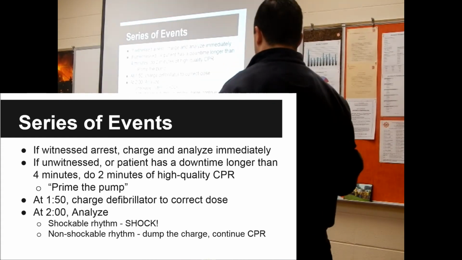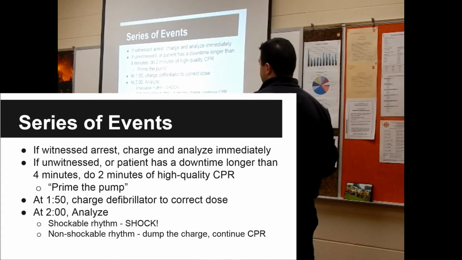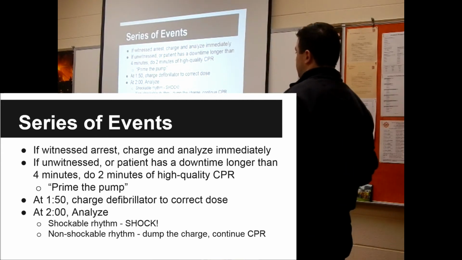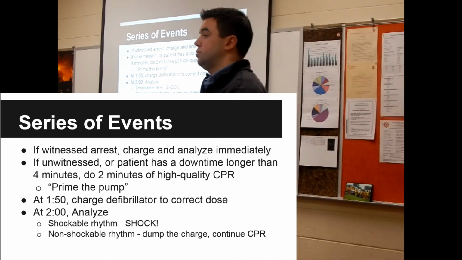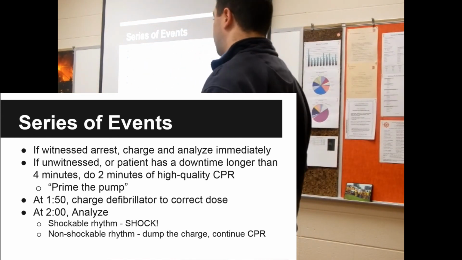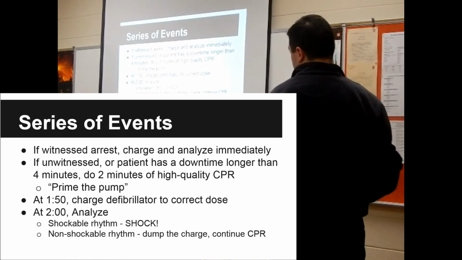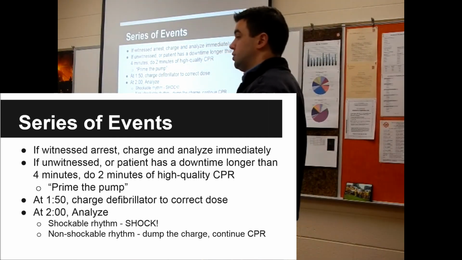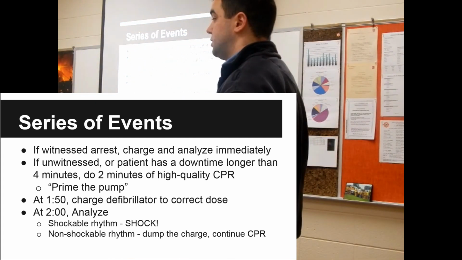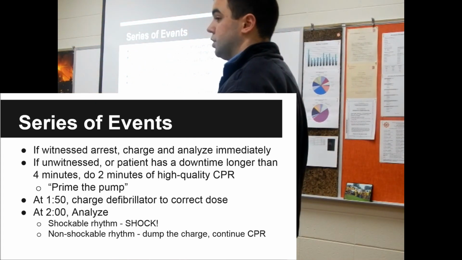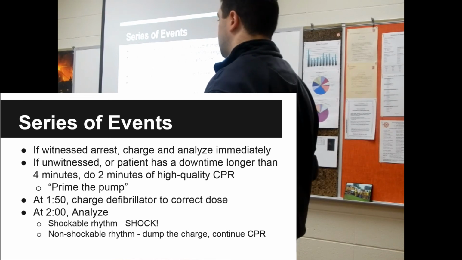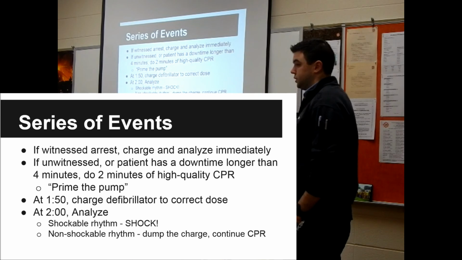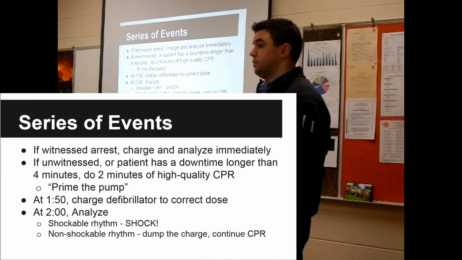So our series of events, if we're a witness arrest, we're going to charge and analyze immediately. That's going to be your greatest outcomes. If it's unwitnessed or the patient has a downtime longer than 4 minutes, you're going to do 2 minutes of high quality CPR. You're going to prime that pump. At 1 minute and 50, you're going to charge to the correct dose. That thing's going to start screaming at you. It's going to have a loud tone. Have your partner pull off on compressions, analyze the rhythm, decide if you're going to either shock or dump the charge, which, like I said, we'll show you on our monitors. And that should only take 3 or 4 seconds that you're staying off the chest, so you're going to keep that intrathoracic pressure up.